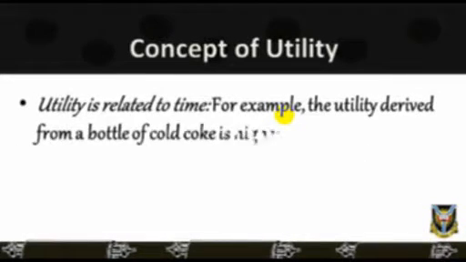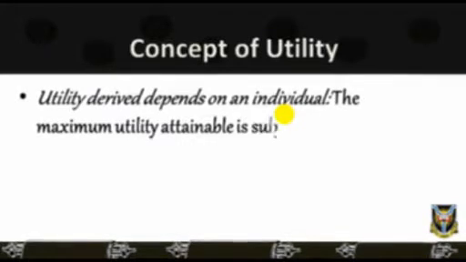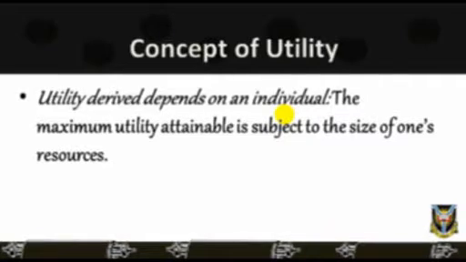3. Utility is related to time. The amount of satisfaction derived from a particular commodity varies with time. The utility derived from a bottle of cold Coke is higher during the dry season than during the cold weather. 4. Utility derived depends on an individual. Every individual tries to gain the greatest possible utility with the amount of resources available. That is, the maximum utility attainable is subject to the size of one's resources.